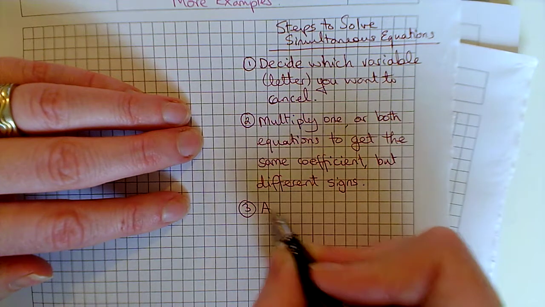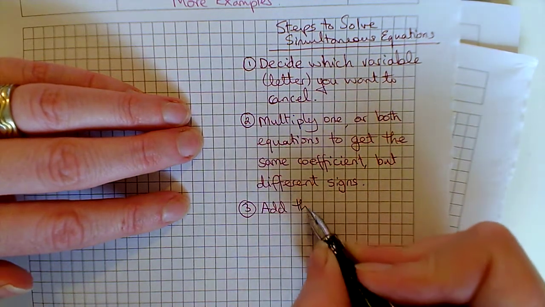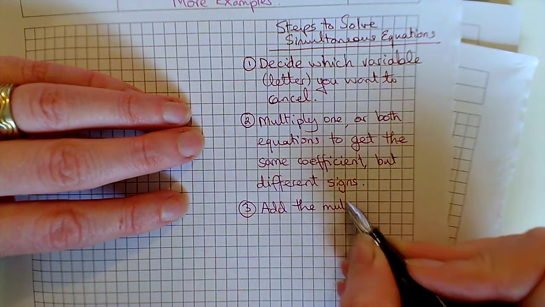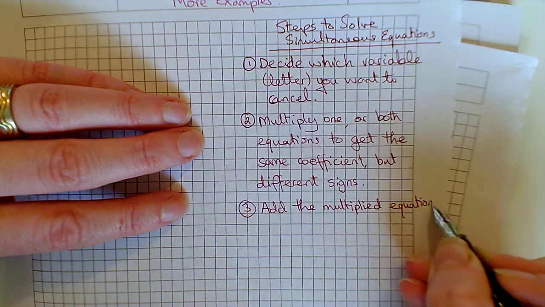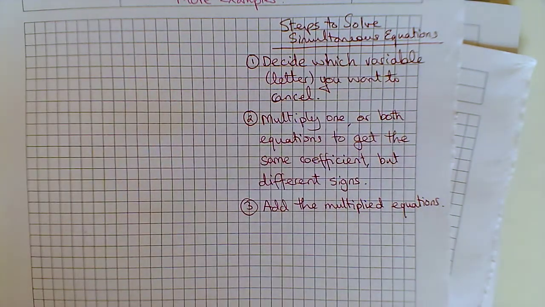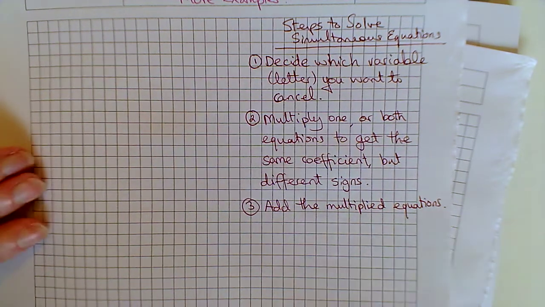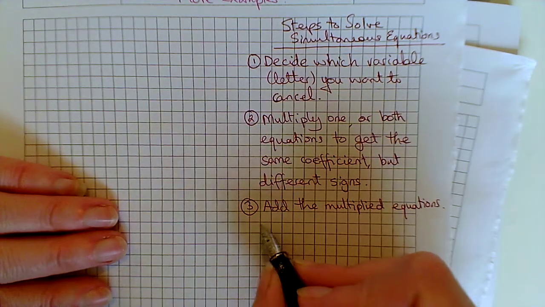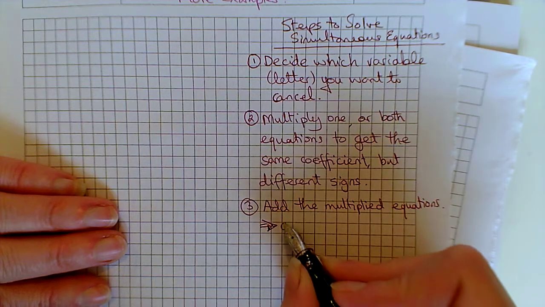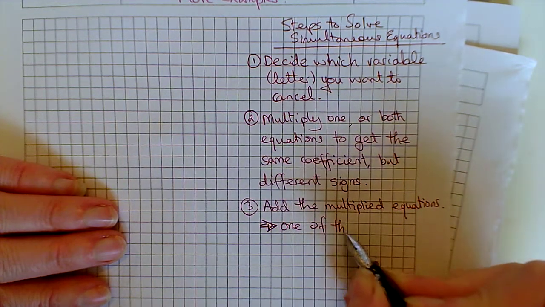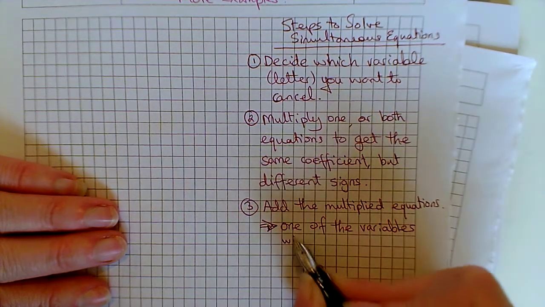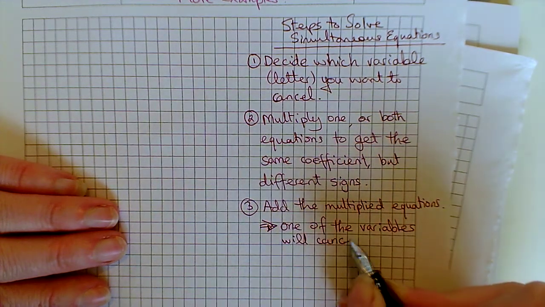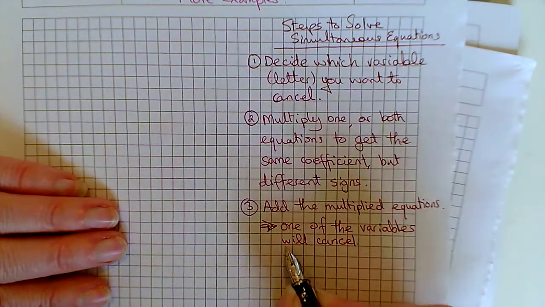And then you add the multiplied equations together. So you line them up, you add the x's to the x's, the y's to the y's, the constants to the constants. Don't worry, I'll be going through this with an example in a second. So you add the multiplied equations, and if you've done it right, one of the variables will cancel. The one that you chose will cancel. If it doesn't cancel, you've made a mistake in step 2. So it will cancel.